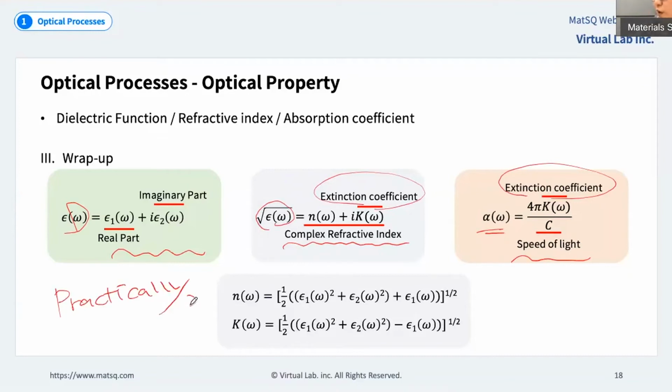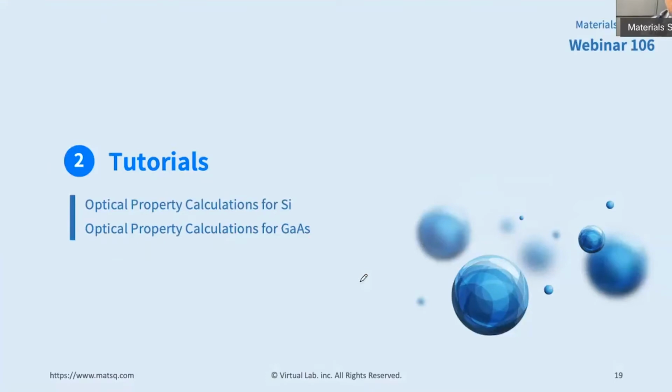And more practically, if you want to calculate the real part of the refractive index and the extinction coefficient, you can directly use this equation, right? I already mentioned epsilon 1 and epsilon 2 are the functions of the dielectric function. So you can calculate the dielectric function, and then you can also calculate the refractive index and extinction coefficient. So that was our brief introduction to optical properties. Next part will be the tutorial session.